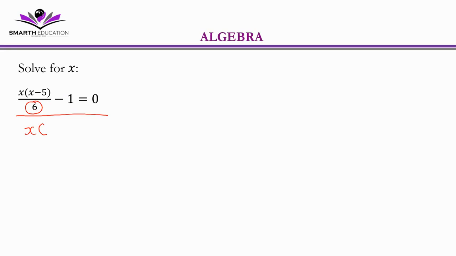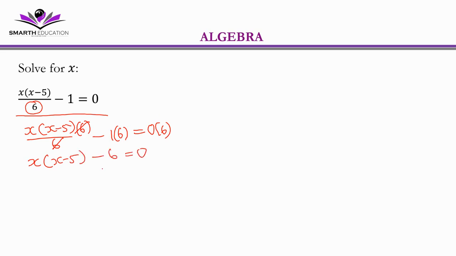So it's going to be x times (x minus 5) over 6 times 6, minus 1 times 6, is equal to 0 times 6. See that we multiply everything by 6. Then 6 divided by 6 is 1, so we remain with x times (x minus 5) minus 6 is equal to 0. Let's distribute the x here, so it becomes x squared minus 5x minus 6 is equal to 0.